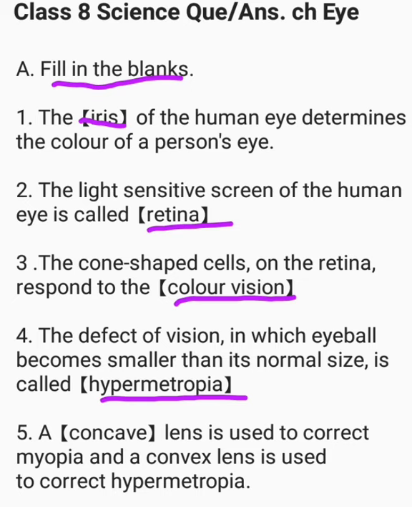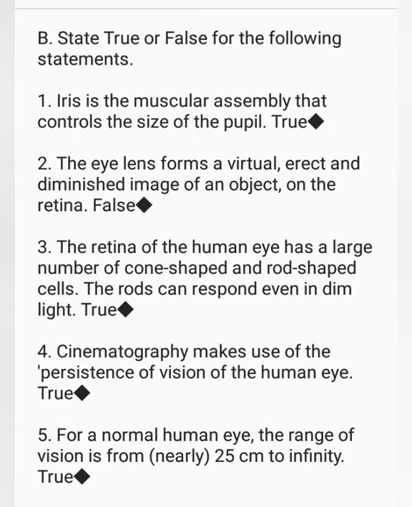The defect of vision in which eyeball becomes smaller than its normal size is called dash. Hypermetropia. Next question, a dash lens is used to correct myopia and a convex lens is used to correct hypermetropia. The answer is concave. Next question, that is state true or false.